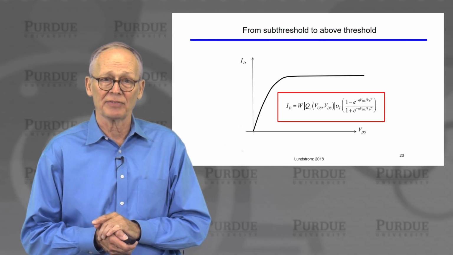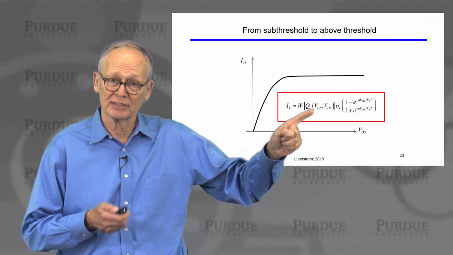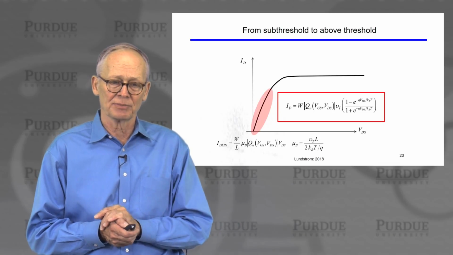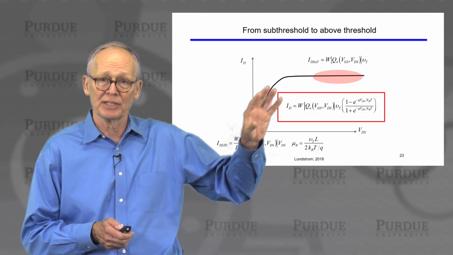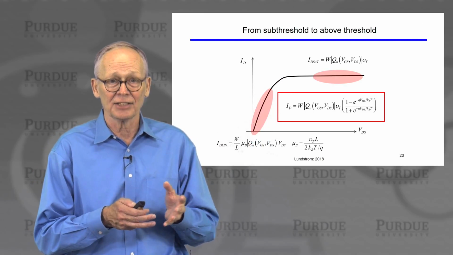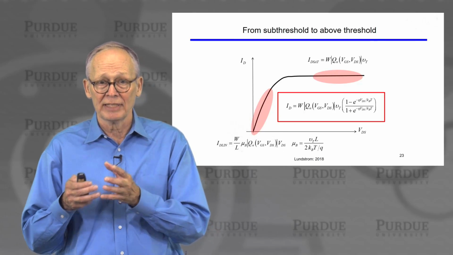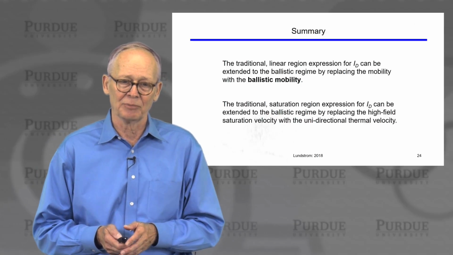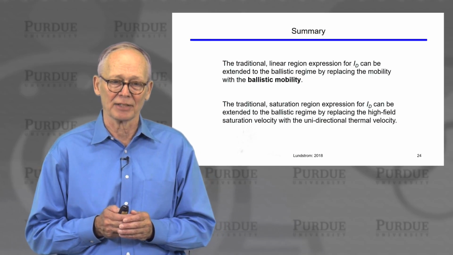So we can easily modify our expressions. We just use the total charge here. It could be subthreshold charge, could be above threshold charge. Now we have an expression that is going to describe the linear region, the saturated region, and it's going to describe the IV characteristics, whether we are in linear, in saturation, or in between, whether we are in subthreshold, in strong inversion, or in between. So we have a very comprehensive ballistic IV characteristic model.